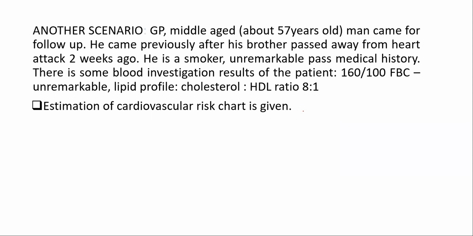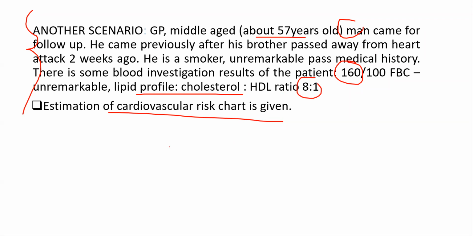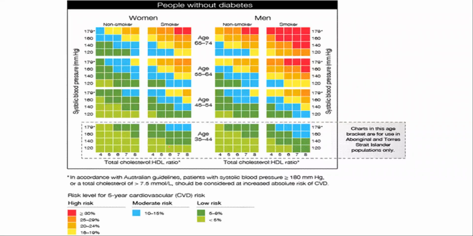Now let's say sometimes they can give you a question in which they give you every piece of information that you need to estimate the cardiovascular risk of the patient. So this is a 57-year-old male, came for follow-up. Brother had a bypass surgery. You have found the patient's systolic blood pressure is 160 and the cholesterol HDL ratio is 8/1. So this is the risk assessment chart.